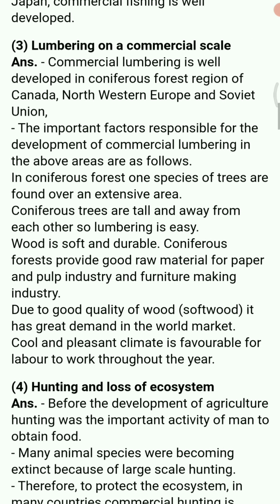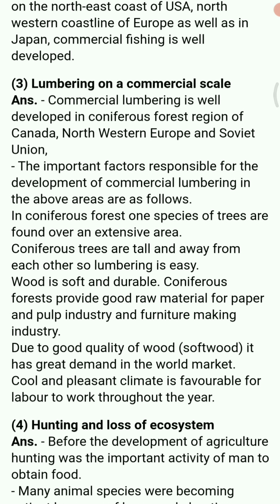Next is lumbering. Now, lumbering is what? Cutting down of forest trees. It is basically seen in the coniferous forest, which has very tall trees, and only one species of tree is found in the coniferous forest. This type of trees are very soft, so they can be cut down easily, and they are used for furniture, for paper making industries, or pulp industries.